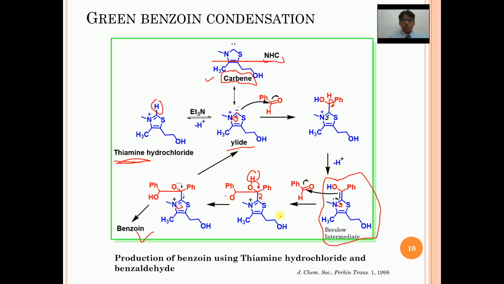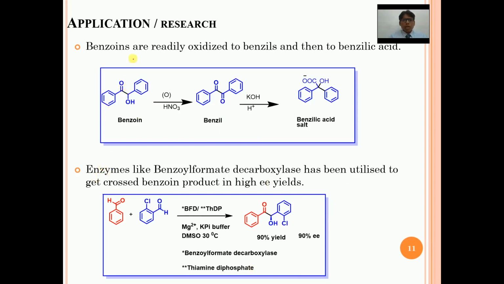There is one very important point: thiazolium, that is, the one having nitrogen and sulfur, has slightly lesser selectivity than triazole moieties. That we'll see in the reactions further. Application: benzoin is converted in the presence of acids into benzil, and this undergoes benzilic acid rearrangement to give benzilic acid salts.